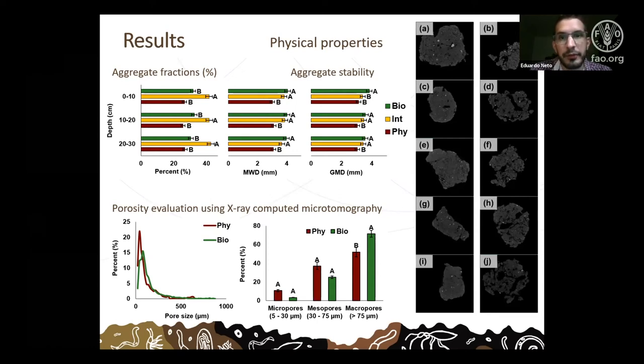The porosity evaluation using X-ray computed microtomography showed a higher proportion of macropores in the biogenic than the physicogenic aggregates. After passing through the earthworm gut, the soil ingested is expelled in the shape of pellets, and the biogenic aggregates are formed by joining these units, the subunits, and thus create an extensive system of large pores, as we can observe here in the X-ray microtomography. And this explains the largest amount of pores observed in the X-ray microtomography.